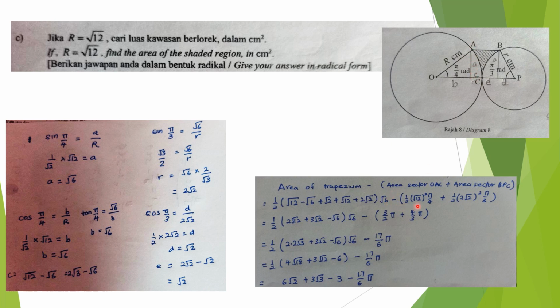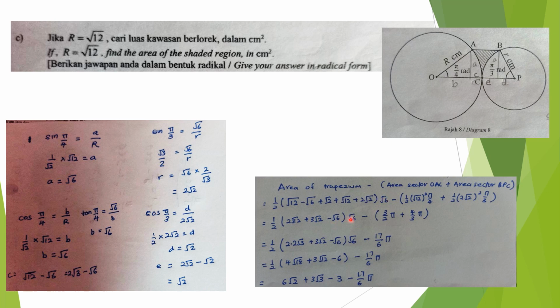So minus the area of the sector, half r squared theta: half square root 12 squared, theta is pi over 4, plus the area of sector BPC, half 2 square root 2 squared pi over 3. So this is half r squared theta. Now we just solve this. So square root 12 plus square root 12, you get 2 square root 12, plus square root 2 plus 2 square root 2, you get 3 square root 2, minus square root 6, times square root 6.